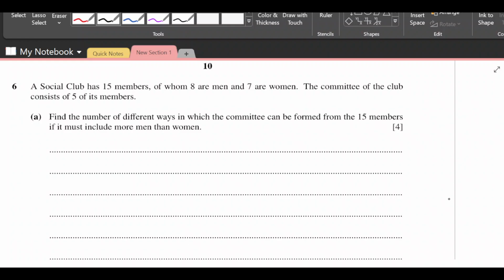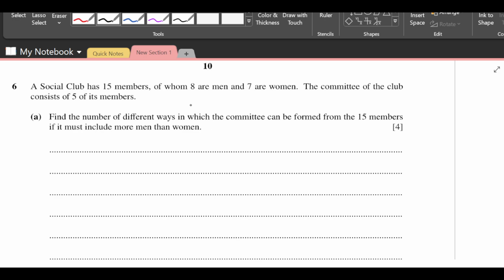Now here the problem is a social club has 15 members, of whom 8 are men and 7 are women. The committee of the club consists of 5 of its members. Find the number of different ways in which the committee can be formed from the 15 members if it must include more men than women. Okay, so the committee should have more men than women.